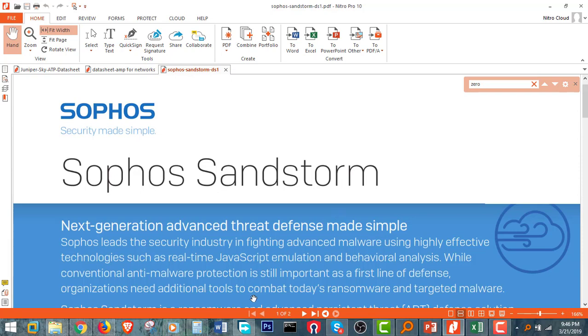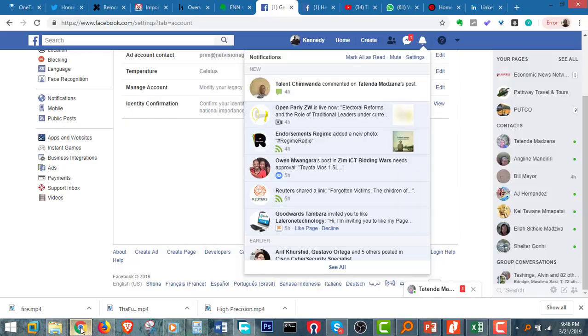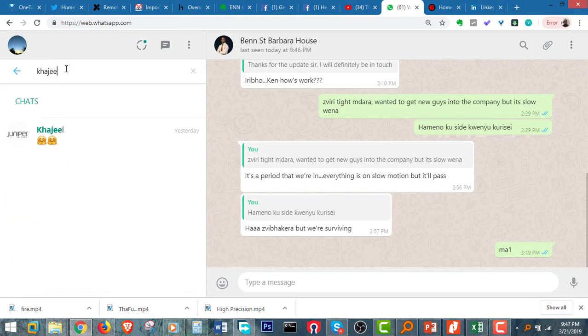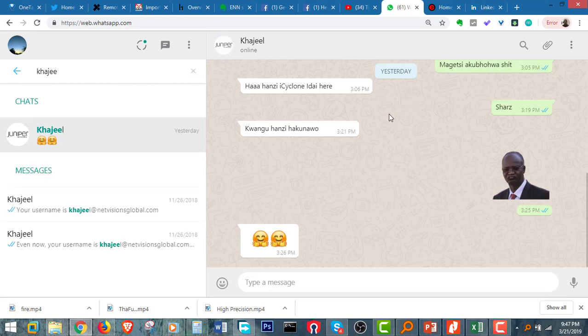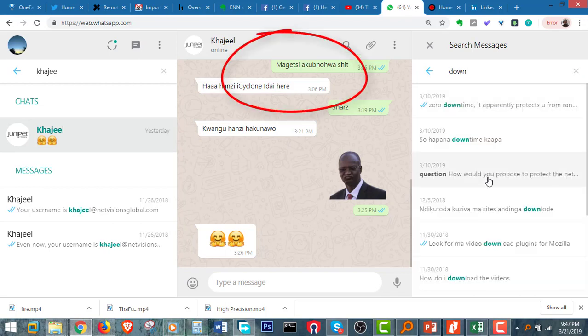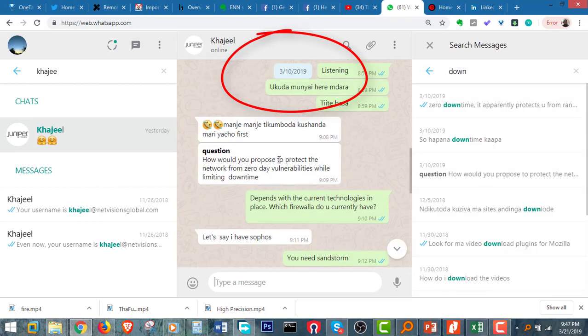What made me start to think about all this was when one of my friends, who happens to be a Juniper fan, Kajiao, asked me a question. Let me quickly show you right now. This was the question: how would you propose to protect the network from zero-day vulnerabilities while limiting downtime?